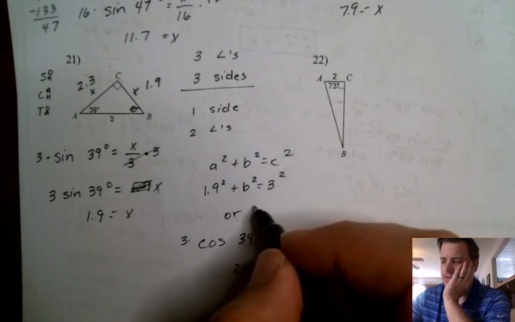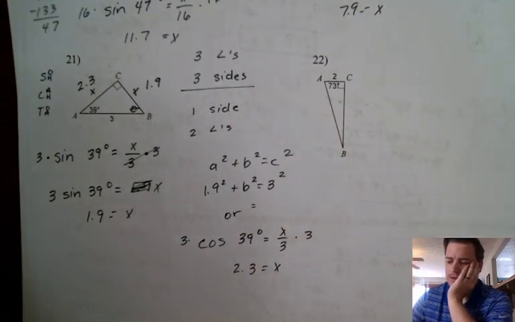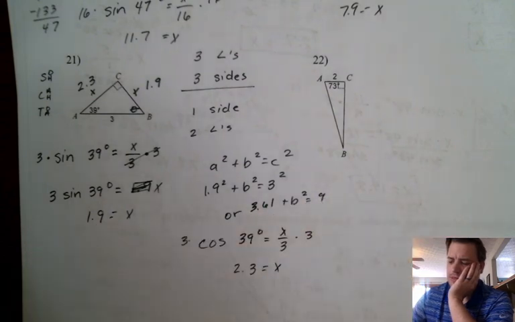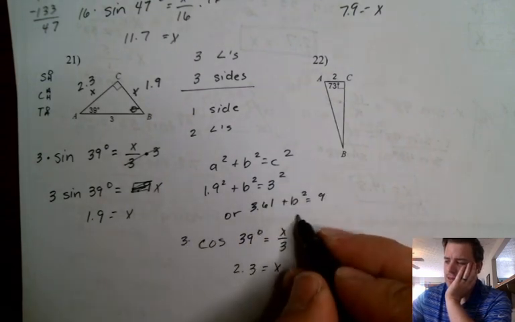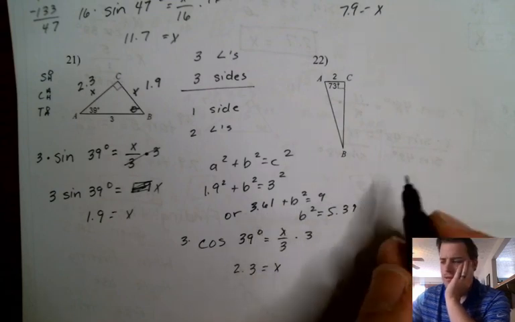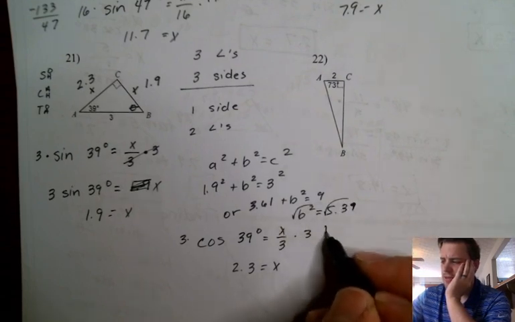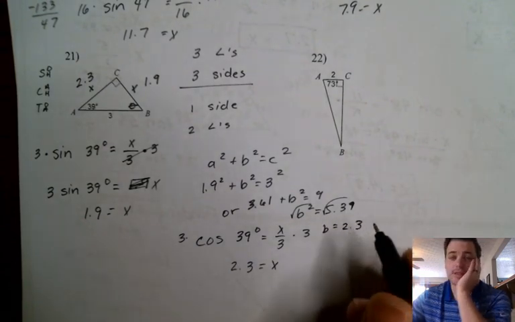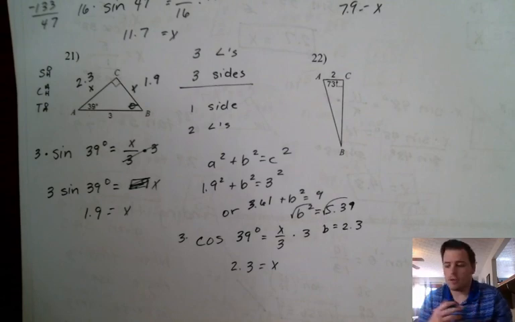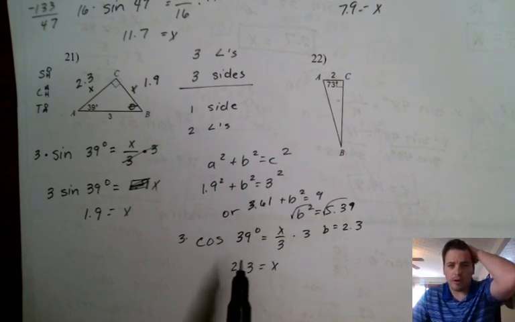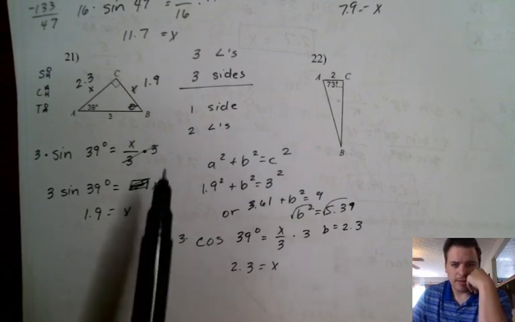Now, if I continued with the Pythagorean Theorem, 1.9 squared is 3.61. So 3.61 plus b squared equals 9. Subtract 3.61 from both sides, and I get b squared is equal to 5.39. Now I take the square root of both sides, and b is equal to the square root of 5.39, which is 2.3. So I get the same answer there. It's just two different methods: one using trig, one using the Pythagorean Theorem. Either way works, same answer. Now I have all three sides.